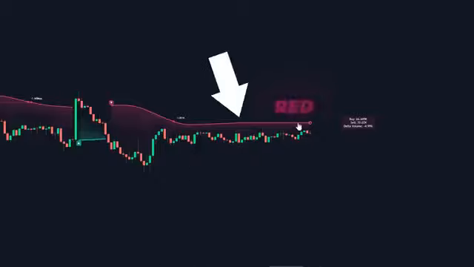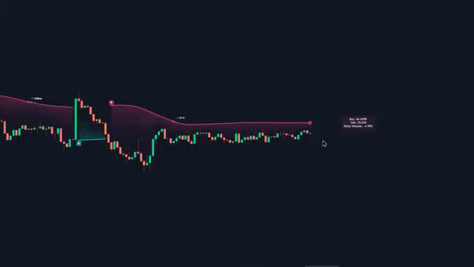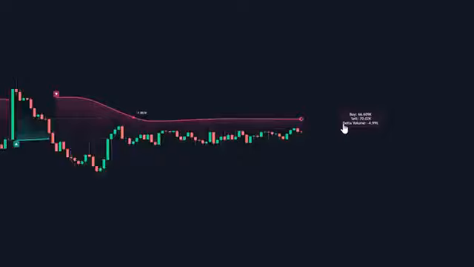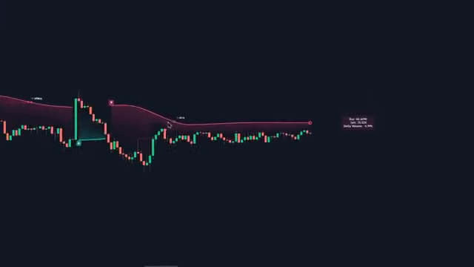Here the trend cloud was red, which would typically indicate that the market is bearish. But since this is not a moving average, we have a feature that helps us avoid trading in such markets. By looking at the delta volume, which is at 4.99%, super close to zero, we can see that this is not a bearish trend, but rather a ranging market.